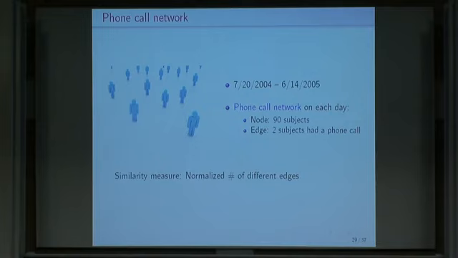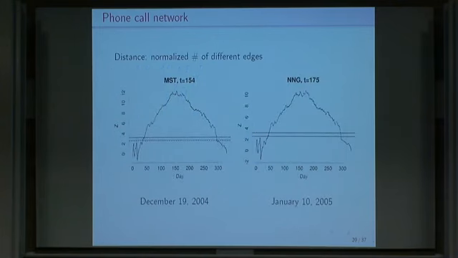For two networks, I first count the number of edges that are different between these two networks. And then this difference is normalized by the number of edges in each network. So this is the similarity measure I use in the next slide. And here is our result. This one is based on the minimum spanning tree, and this one is from the nearest neighbor graph.